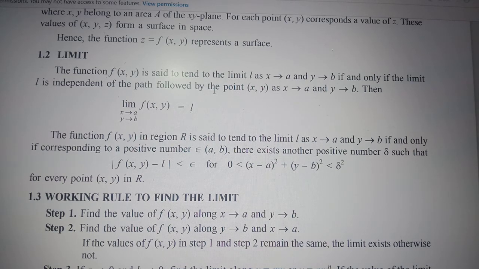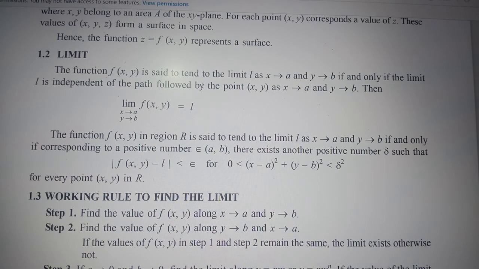The function f of x comma y in region R is said to tend to the limit L as x tends to a and y tends to b if and only if corresponding to a positive number epsilon there exists another positive number delta such that modulus of f of x comma y minus L is less than epsilon, for 0 less than (x minus a) whole square plus (y minus b) whole square less than delta square, for every point x comma y in R.